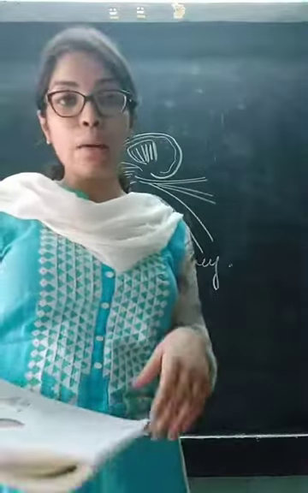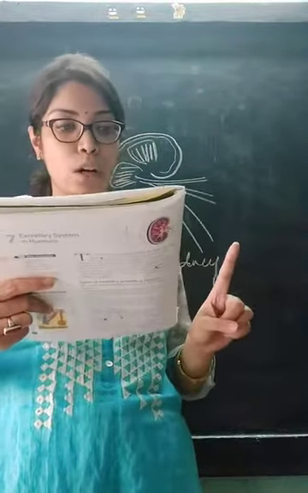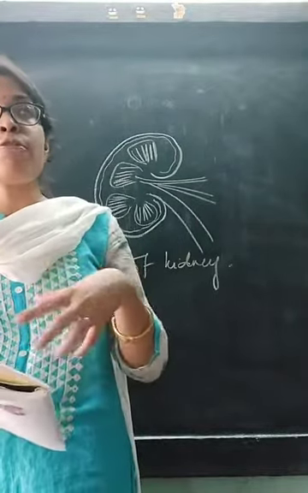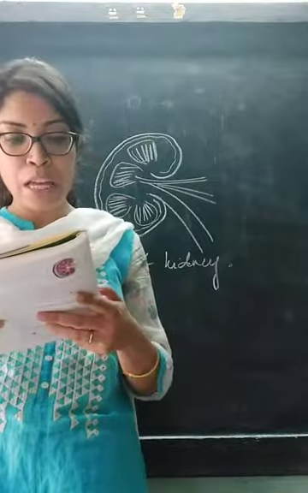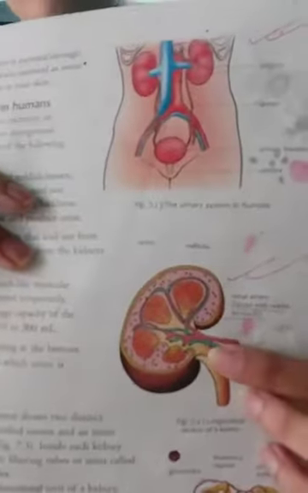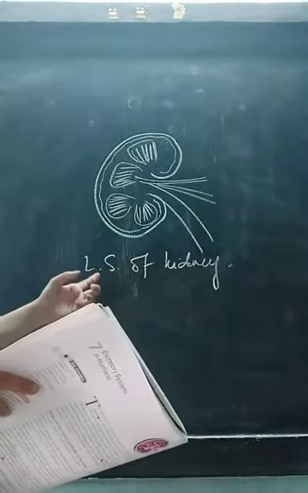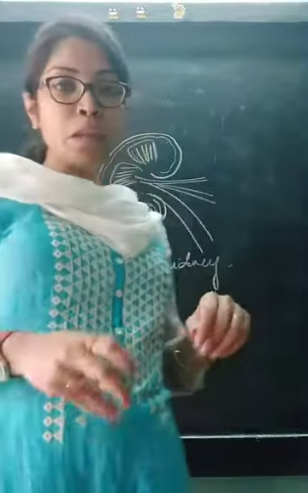Now I will talk about the structure of kidney, particularly how its structure is. So structure means what is the internal structure of the kidney from the inside. So here you will see a longitudinal section of kidney which I have drawn here. I have written here LS of kidney. LS means longitudinal section of kidney. Now what is longitudinal section?